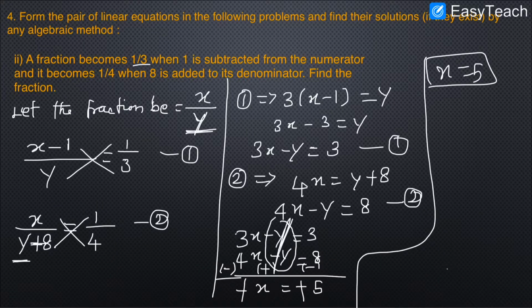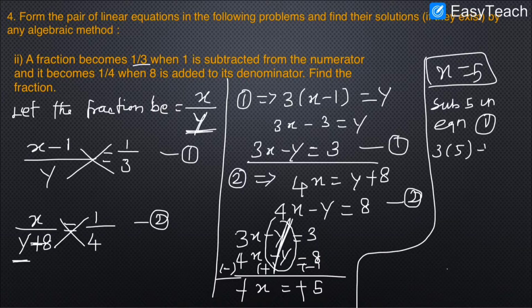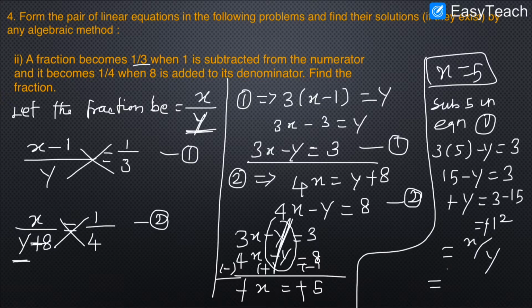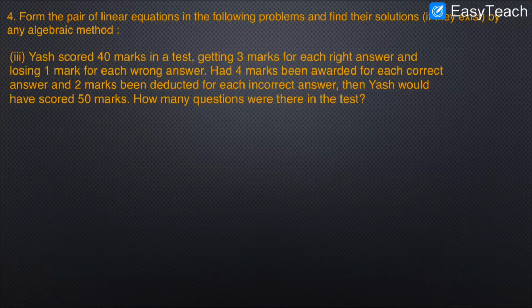Let's substitute the 5 in any one equation. Let's substitute in this equation, 3x minus y equals 3, which is 3 into 5 for x. 15 minus y equals 3. Minus y equals 3 minus 15, which is minus 12, so y is 12. So the fraction is x by y. x is 5 and y is 12. This is our fraction.